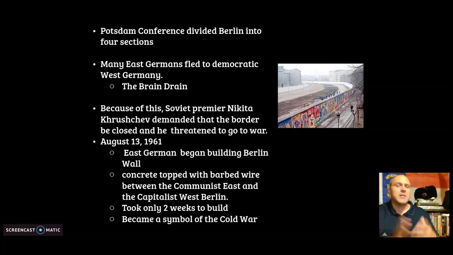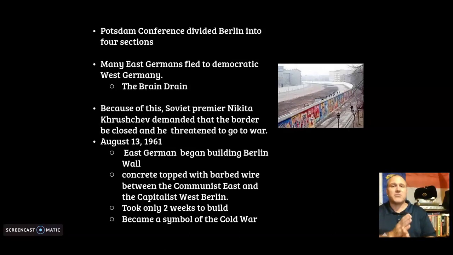We call this the brain drain. And we call it the brain drain because it wasn't just regular citizens who were fleeing from East to West Berlin. You're talking about doctors, lawyers, chemists, scientists, I mean, really smart people leaving East Berlin for West Berlin. Well, Soviet Premier Nikita Khrushchev is mad that this is happening. He's like, why do you keep leaving my area? I mean, communism is so sweet. I don't know why you're going to leave. So he demands that there be a border put up between East and West Berlin.